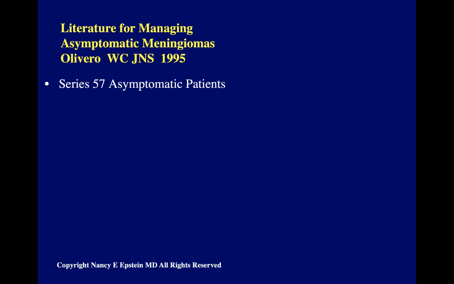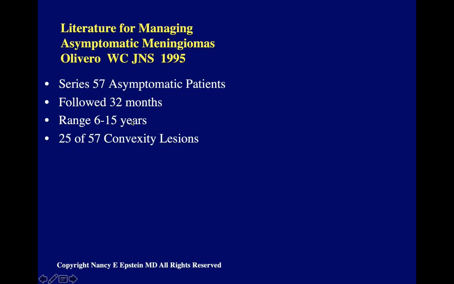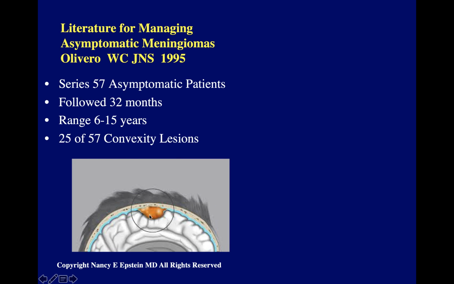Literature for managing asymptomatic meningiomas includes Olivero's study in JNS in 1995. The study included 57 asymptomatic patients followed over a 32-month period. The range was between 6 to 15 years. 25 of these 57 were convexity lesions, as illustrated here.